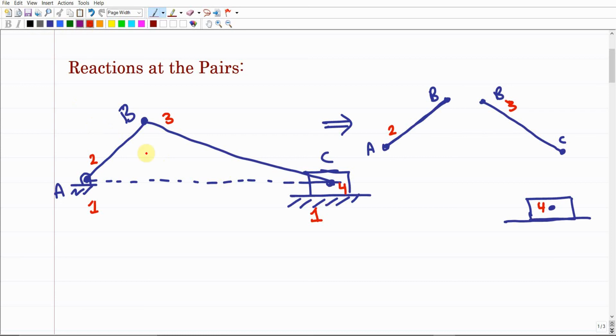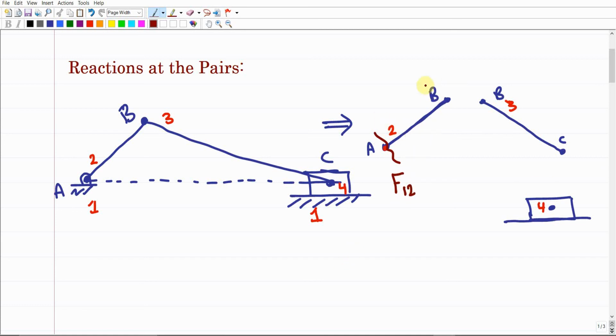Now, how about the reactions? First of all, at this point there should be a reaction, but this point A is a common point between two links within this mechanism. One is the frame, which is the fixed link, link 1, and link 2. So what does it mean? It means that there should be a force at A. This force at A is going to be the force coming from link 1 acting on link 2, as long as we're working over link 2.